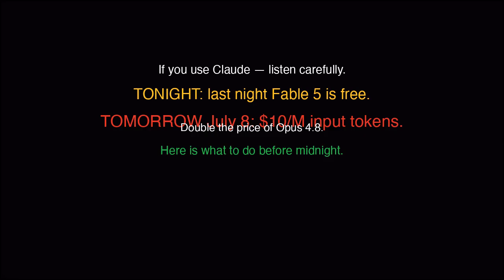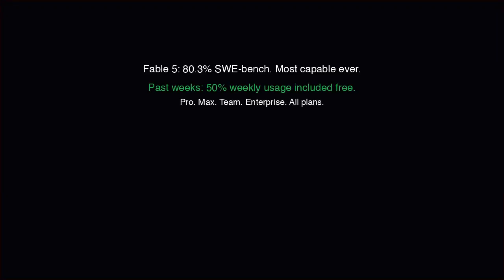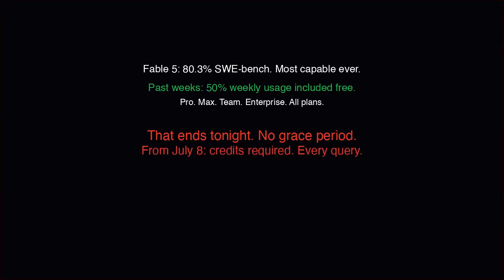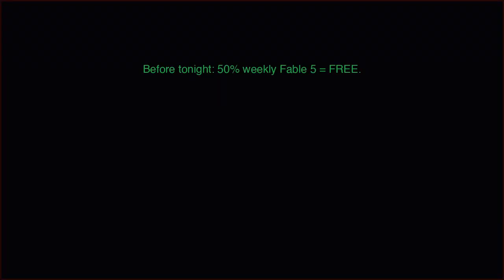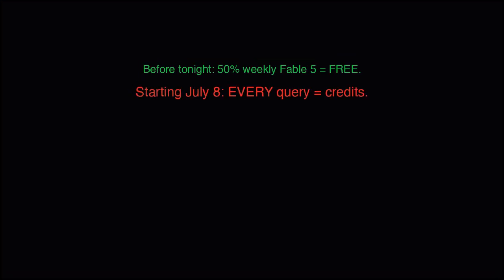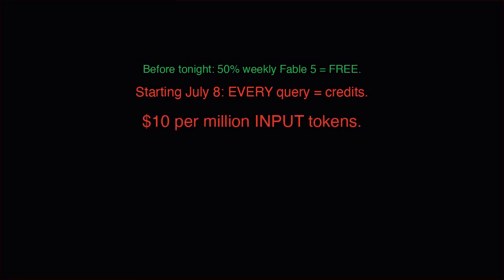Fable 5 launched in June as the most capable model Anthropic has ever released. 80.3% on SWE bench. A 22-point lead over GPT 5.5 at the time. For the past several weeks it has been included in Claude subscriptions. Pro, Max, Team, Enterprise. All plans included 50% weekly usage at no extra cost. That ends tonight. From July 8, Fable 5 usage requires credits billed at the standard API rate. $10 per million input tokens. $50 per million output tokens. If you have not decided whether it is worth it, tonight is the night to decide.